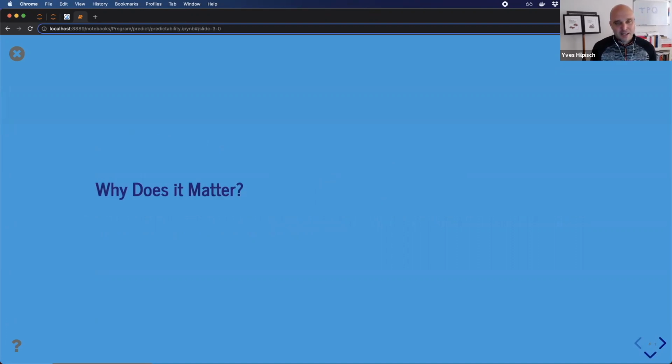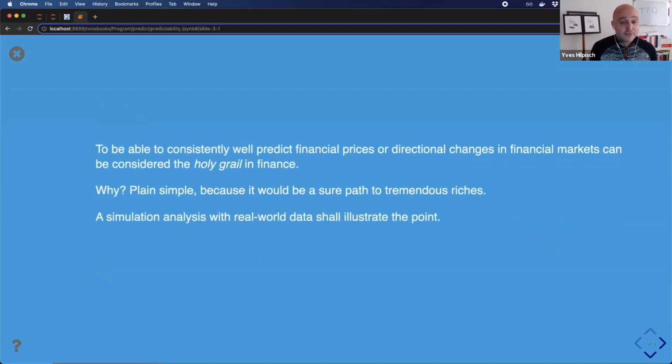So why does it matter? Why is this an important problem? Why should we care at all? Here I have first the general answer. To be able to consistently predict financial price or directional changes can be considered the holy grail in finance, right? If you would have a machine that has 90% accuracy, we wouldn't care about anything else. This would be a surefire thing to get tremendously rich, right?